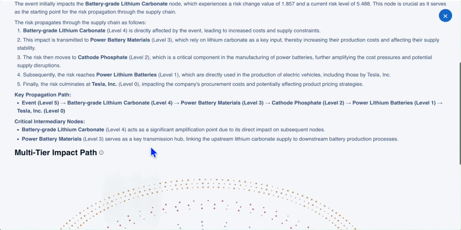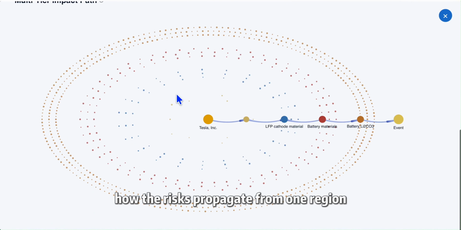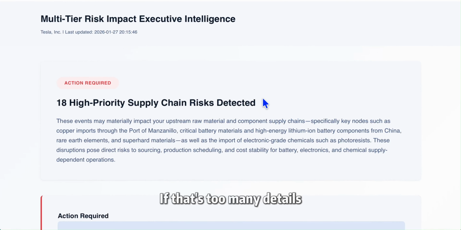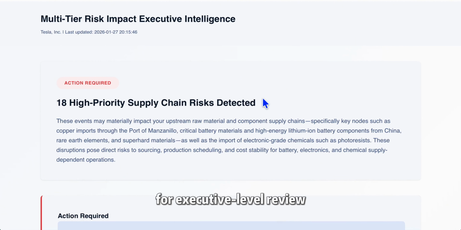For example, what key industry products will be impacted, how the risks propagate from one region and one product or its manufacturer, or its logistic company, even the port it goes through, to your adjacent supply chain, and eventually to your target company. If that's too many details, our AI has also provided a short version report for executive-level review.